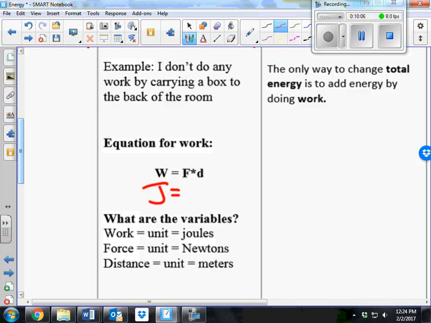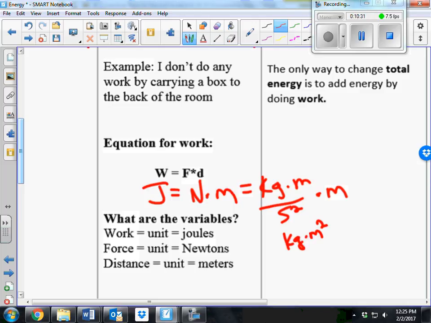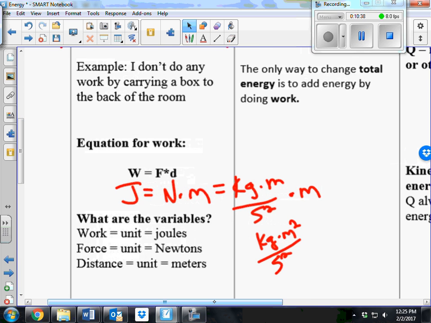And another unit for joules is newtons times meter. Because if you think about it, a newton is kilograms times meters per second squared, times distance. Oh look, if I actually break down the newtons, I get kilograms times meters per second squared multiplied once again by meters, which gives me kilograms times meters squared over seconds squared, which is a newton times a meter. So that's another unit for joules.